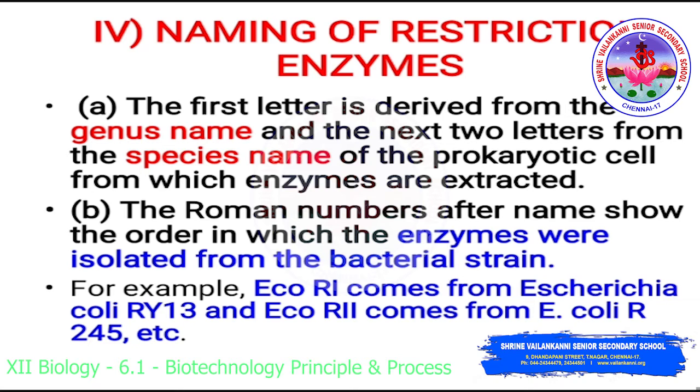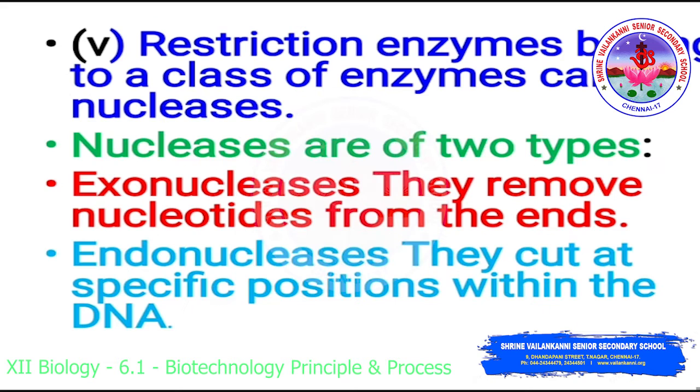So this is the strain, and this is the enzyme which is extracted from the bacterium called E. coli. The Roman number after the name shows the order in which the enzymes were isolated from the bacterial strain. So the Roman number indicates the order of isolation of enzymes from the bacteria. This is the way we have to name the restriction enzymes.